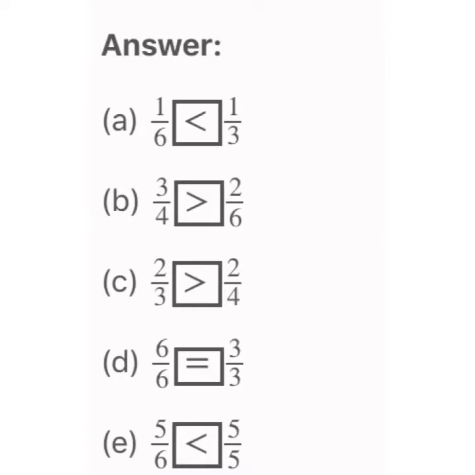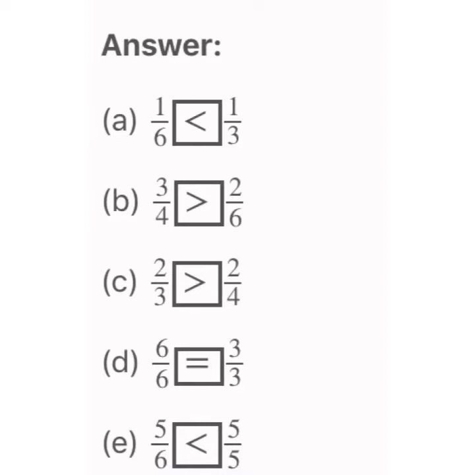Now D, 6 by 6 and 3 by 3. Children, 6 by 6 means 1 and 3 by 3 is also 1. That means it is equal to, both the fractions are equal fractions.